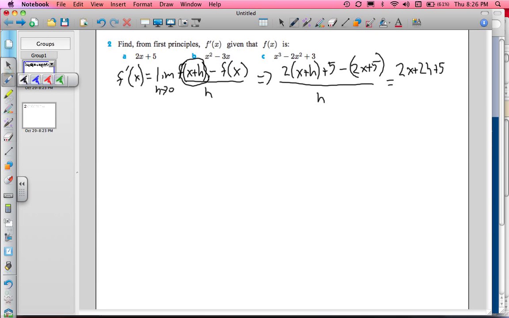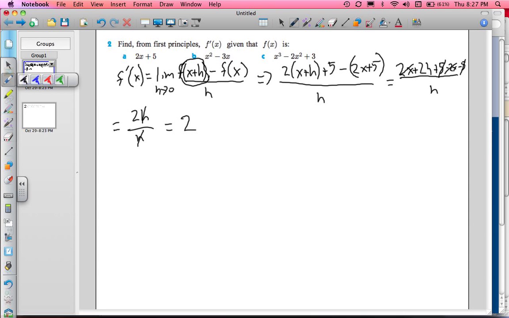So 2x plus 2h plus 5, minus 2x minus 5, all over h. That ends up equaling 2x minus 2x, and 5 minus 5, those go away. You're left with 2h over h. The h's cancel out, and this time you're left with 2. So at any given point for A, the slope is always going to be 2.